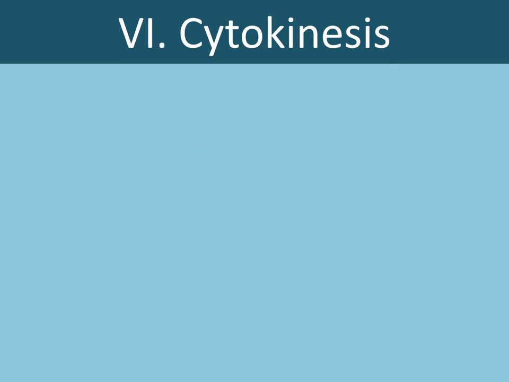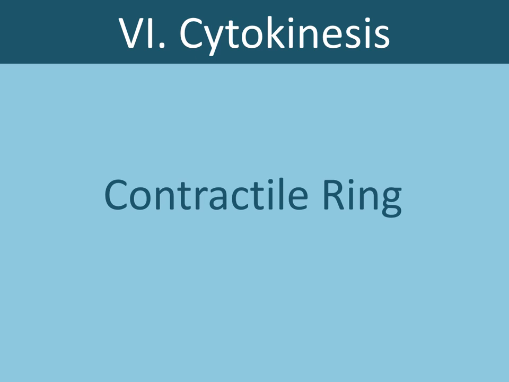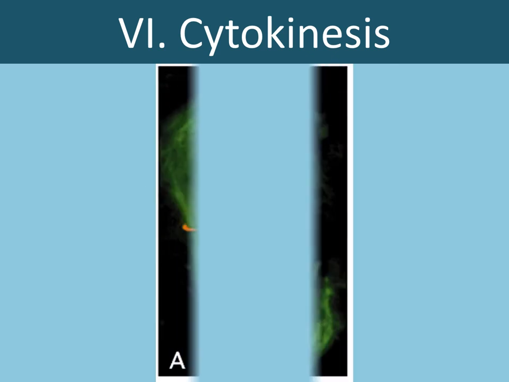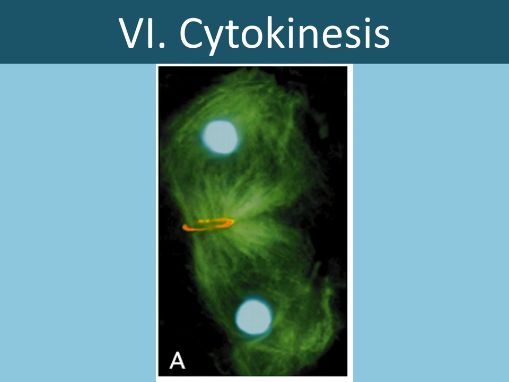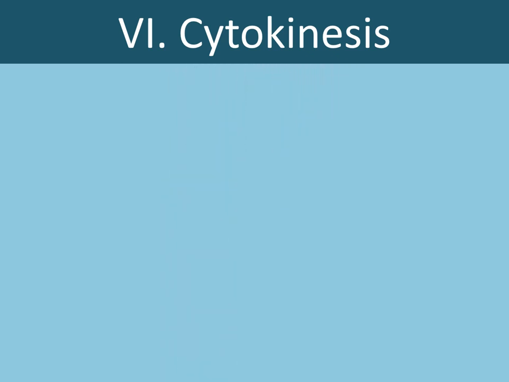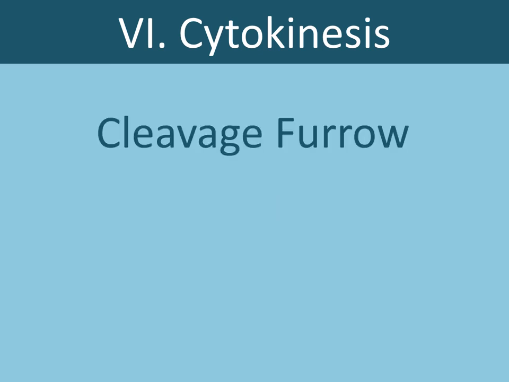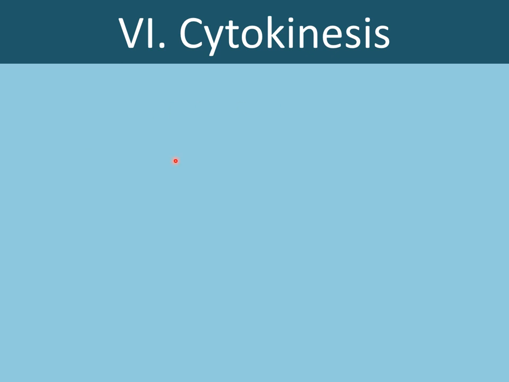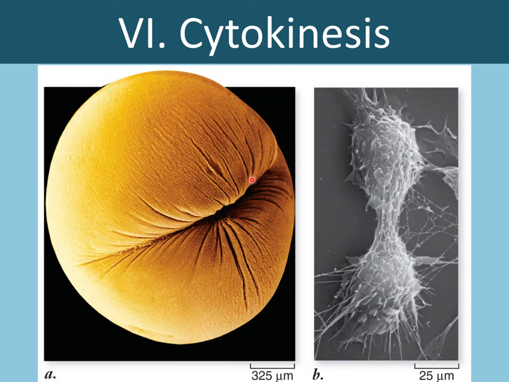Remember that in mitosis, the microtubules act as the mitotic spindle. Similarly, in cytokinesis, actin, another form of cytoskeleton, helps divide the cell in the form of the contractile ring. In this picture, the ring that's colored red, here splitting the two cells in half, is the contractile ring. On the outside of the cell, we have a structure called the cleavage furrow. To cleave means to cut in half. So the cleavage furrow is what the cell looks like as it's being divided during cytokinesis.